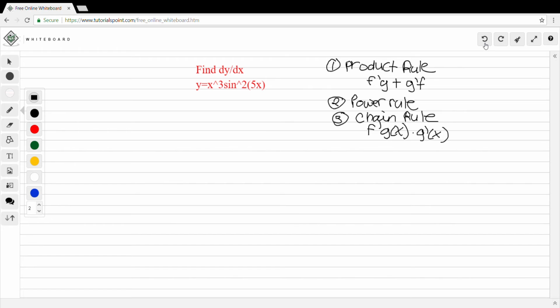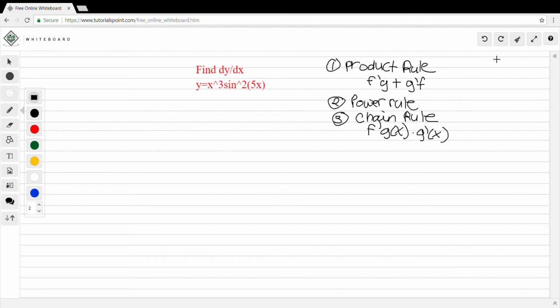Today we're going to do some more derivatives. So the problem says find dy/dx. We are given y equals x cubed sine squared of 5x. In order to do this, we need to know the product rule, which is f prime of g plus g prime of f, and then the power rule, and then we need to know the chain rule, which is f prime of g of x times g prime of x.